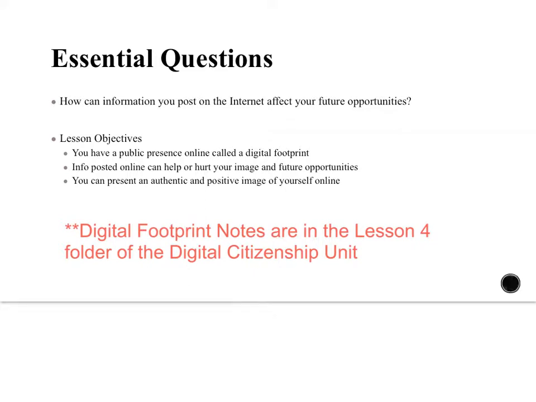The essential question for today is, how can information you post on the internet affect your future opportunities? You'll understand the public presence online that represents your own personal digital footprint, and then you can understand after this lesson the different posts online that can help and hurt both your reputation as well as future opportunities such as careers and being admitted into college. And then you're going to assess some search features on 2 different students that help to create an image and ultimately determine whether or not they get into a college of their choice.